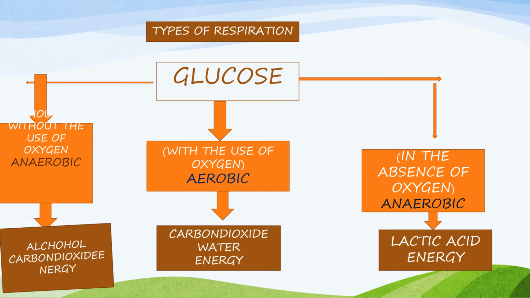In certain cases, in the absence of oxygen, respiration takes place in human muscle cells. The products are lactic acid and also energy. Energy will be released, and the product is lactic acid. When does it happen? In the absence of oxygen. And what is the difference between without the use of oxygen and in the absence of oxygen? This is what we are going to discuss in the next slide.